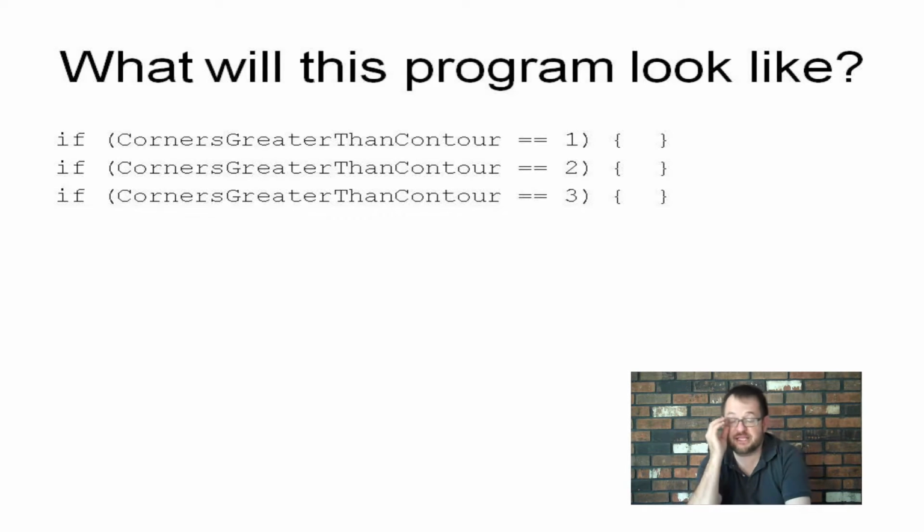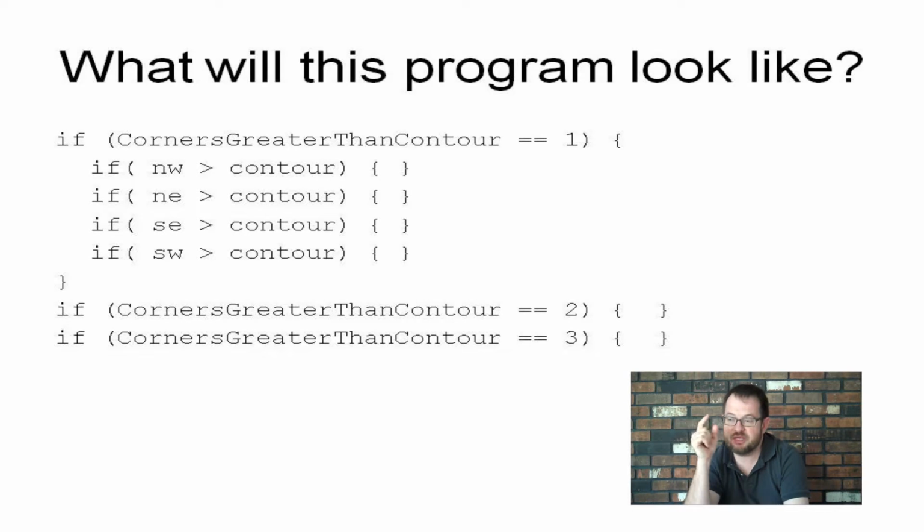Okay. Well, let's examine the situation where corners greater than contour is equal to 1. Inside of there are four possibilities. Maybe it's the northwest corner that's greater than contour. Maybe it's the northeast corner. Maybe it's the southeast corner. Or maybe it's the southwest corner. So you just have to test that. If my value at the northwest corner is greater than contour, I'm going to do something. If my northeast corner is greater than contour, I do something, and so on. And so we have all these little ifs in there. Now, what that something in between those curly braces is, we still aren't there yet.